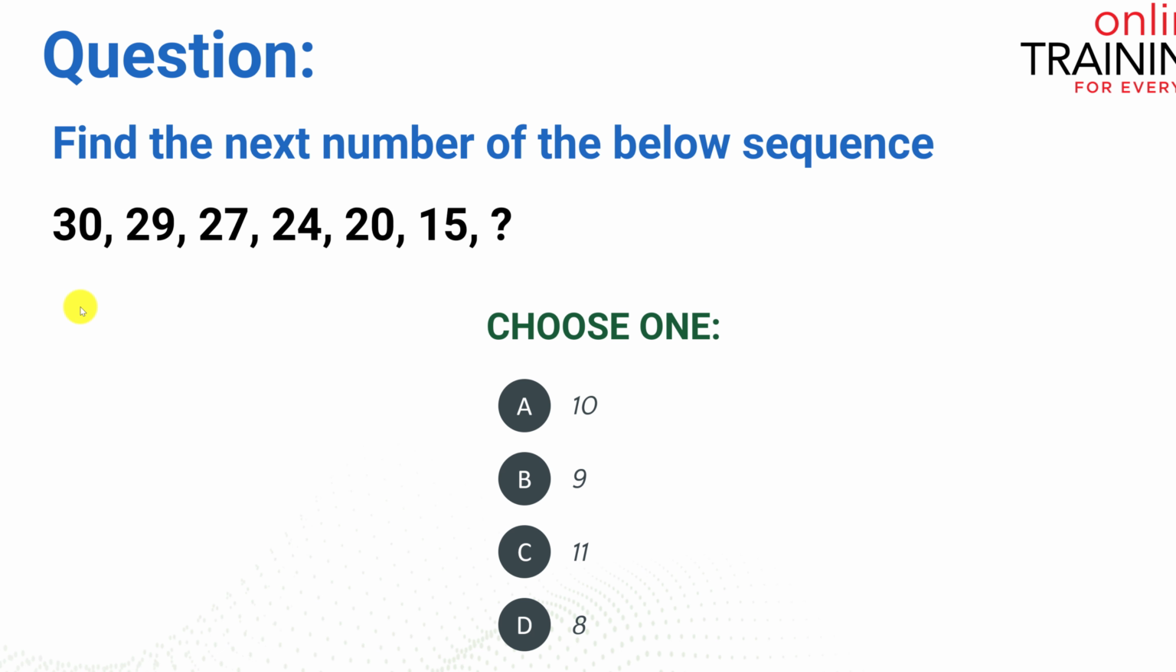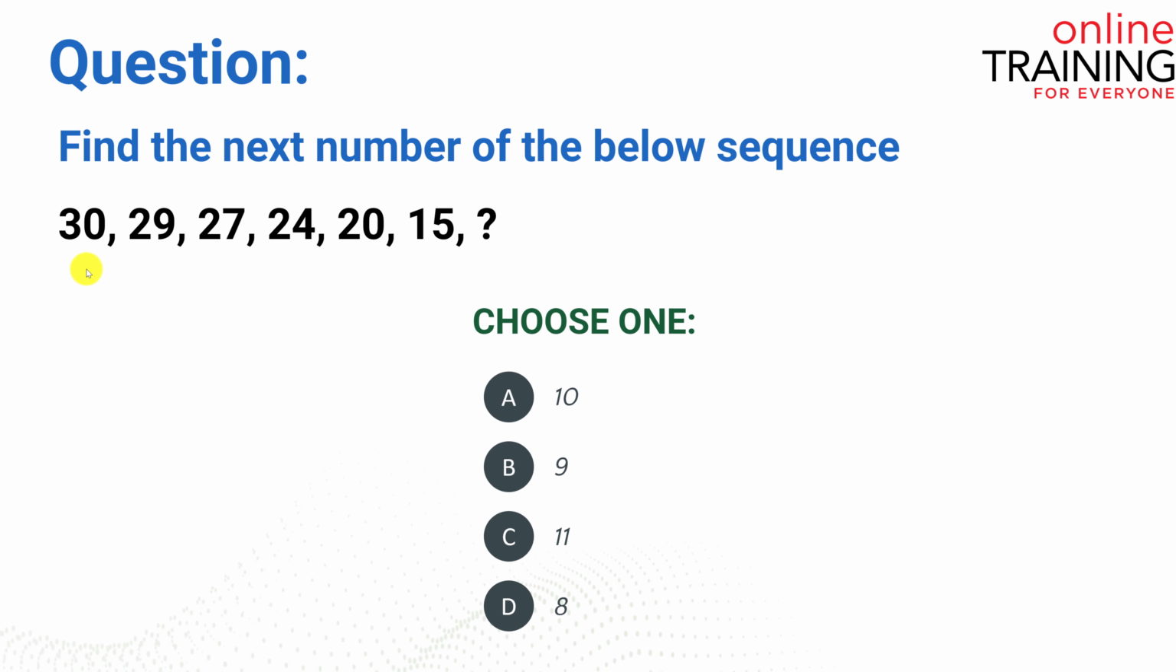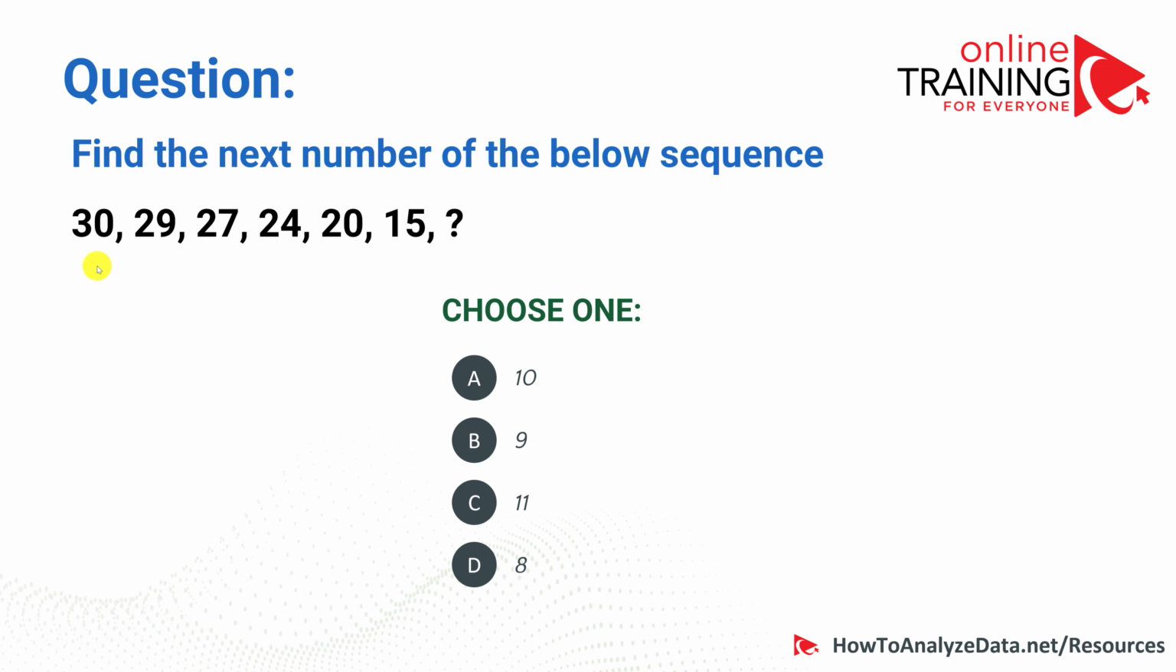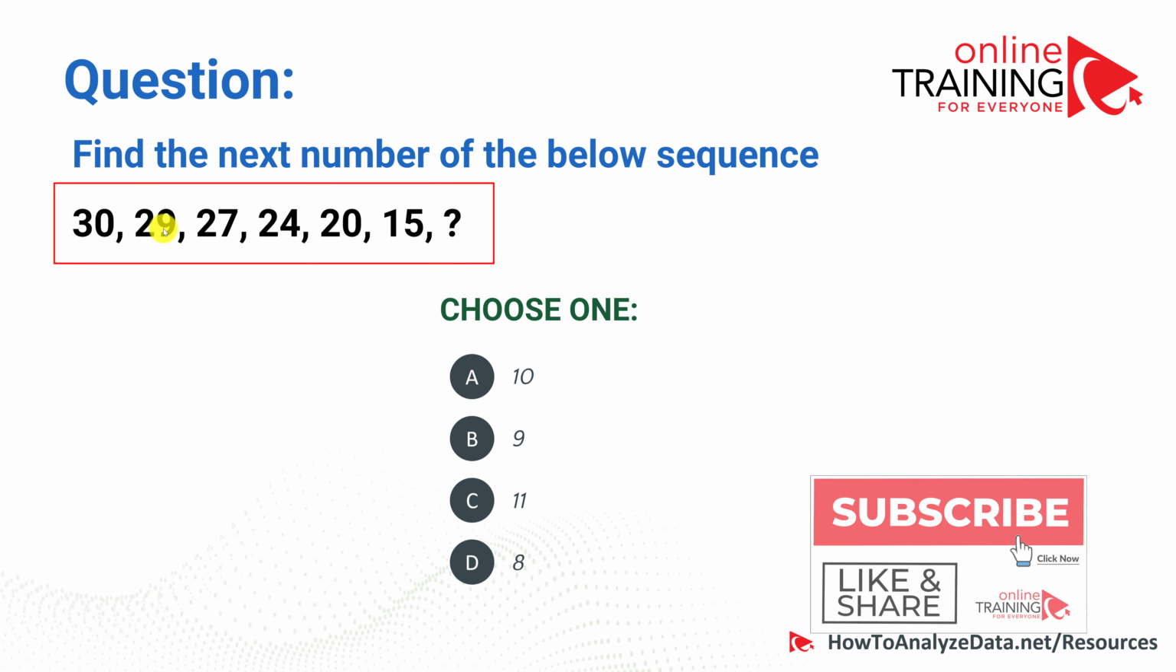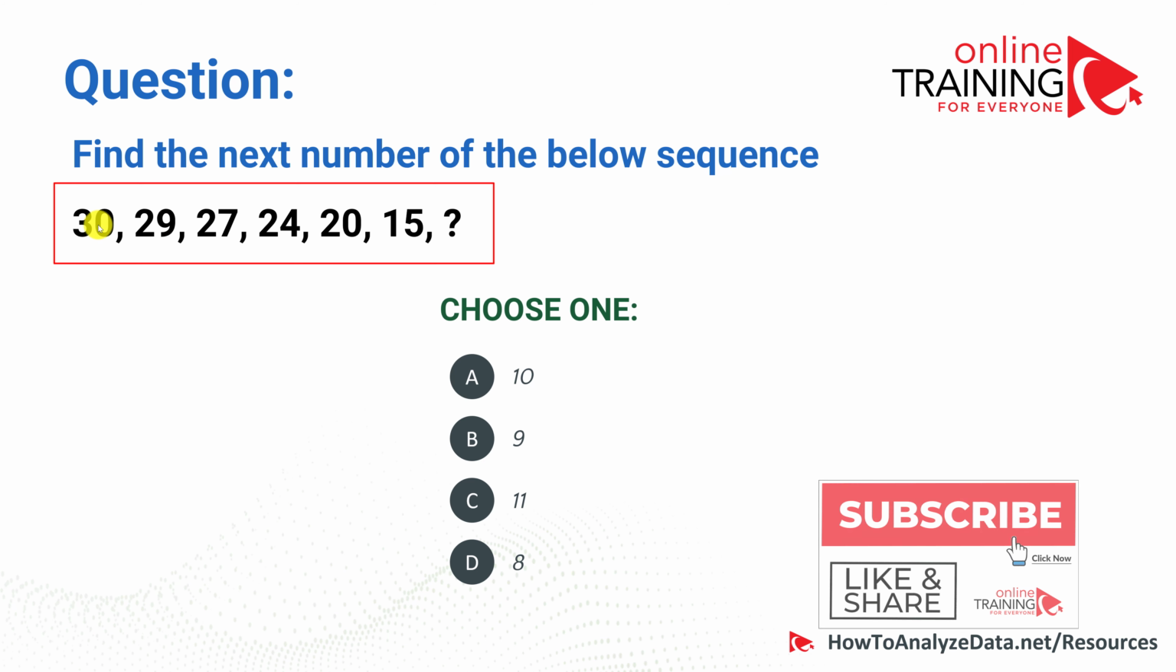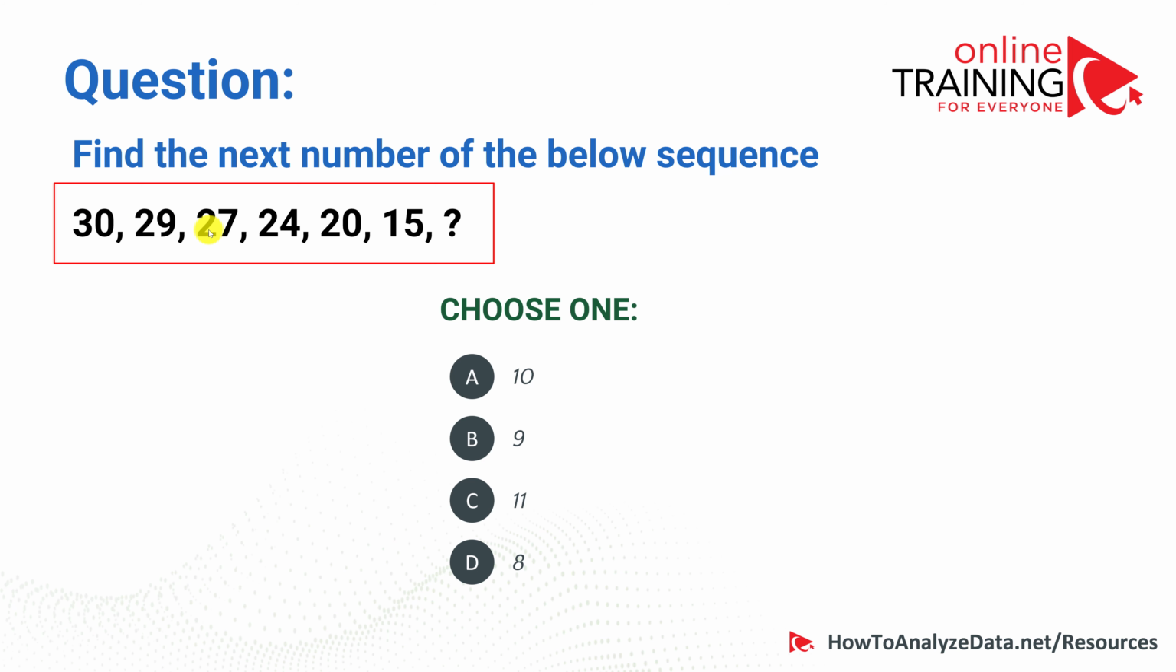The key to answer something like this, in these types of questions in general, is to detect the pattern. So you see the pattern here is you increase the difference every time you go from one number to the next. 30 is 1 more than 29, and 27 is 2 less than 29. 24 is 3 less than 27, 20 is 4 less than 24, and 15 is 5 less than 20. So the next difference would be 6, and 15 minus 6 would be 9.